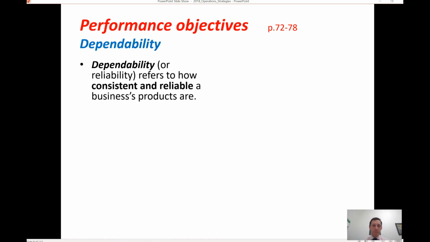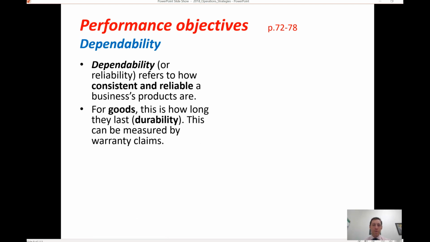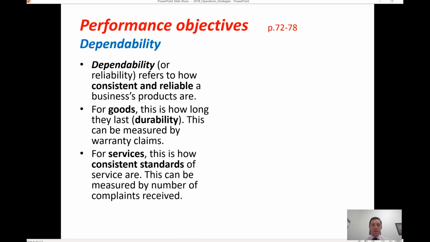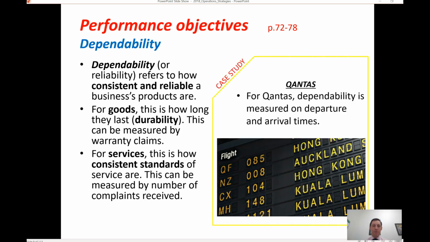Then there's also dependability, or you could look at that as reliability as well. How reliable and consistent are the particular products or the service, and how long are they going to last? Do I pay the $100 for the cricket bat which breaks in two on the third innings I use it, or do I pay the $300 for the cricket bat and get 2 seasons out of it, in terms of its dependability and hence its reliability. For services, that's how consistent standards of service are. Are the customers happy with the standard of service? How dependable are people to be there when customers want them? And how many complaints are we receiving with respect to that service?